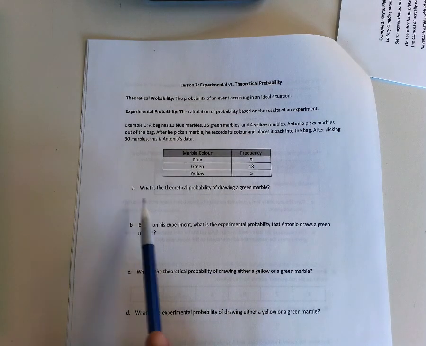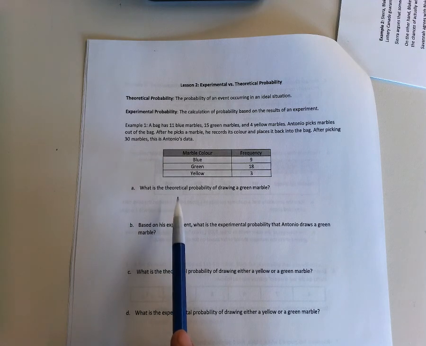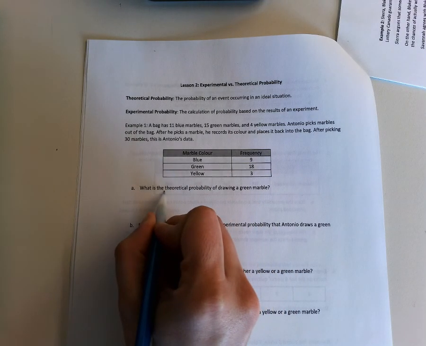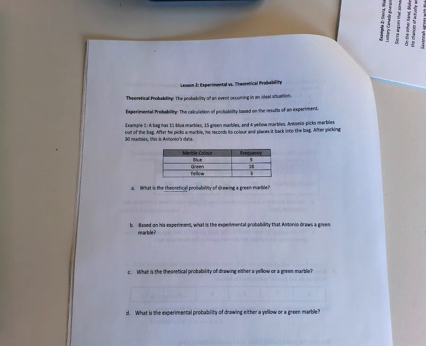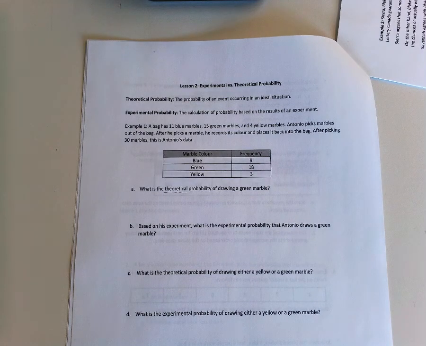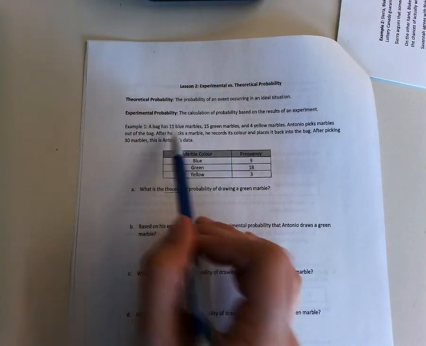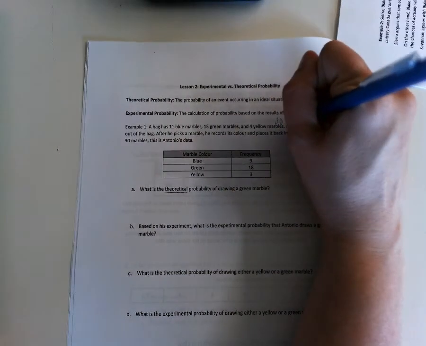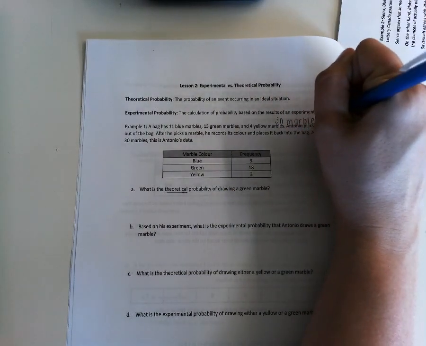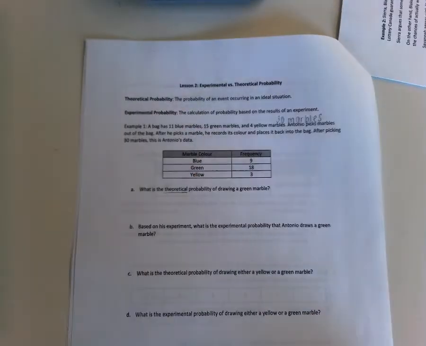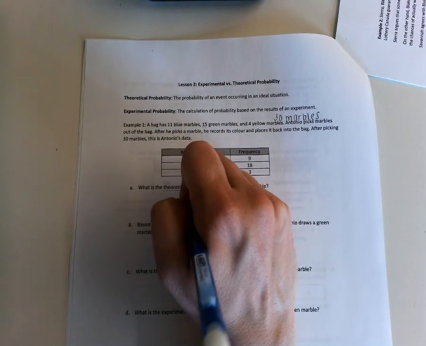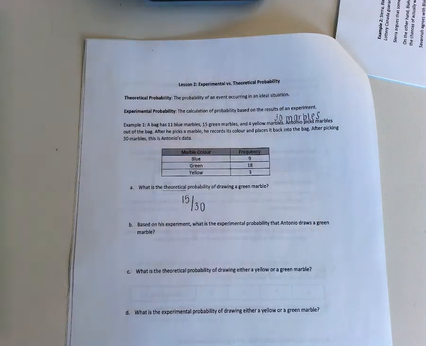Question A says, what is the theoretical probability of drawing a green marble? Theoretical means, in theory, out of all of the marbles in the bag, how many of them are green? That would be the theoretical probability of drawing a green marble. So in the bag, there's 11 plus 15 plus 4. There's 30 marbles total in the bag. And of those, 15 are green. So the theoretical probability of drawing a green marble is 15 out of 30, which is half.